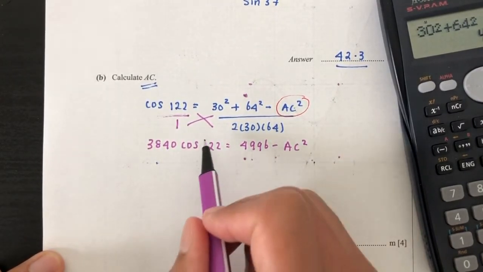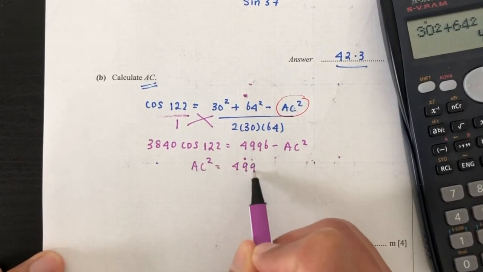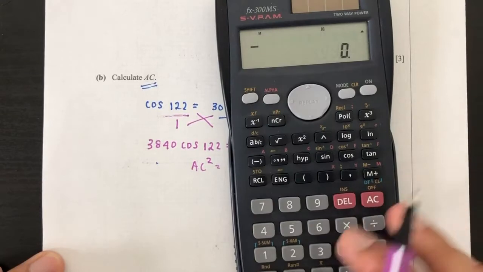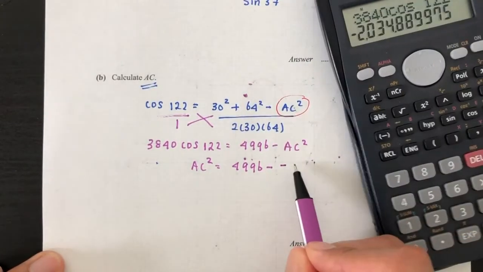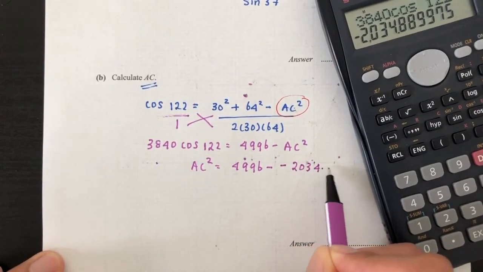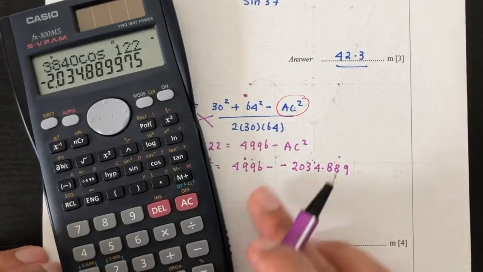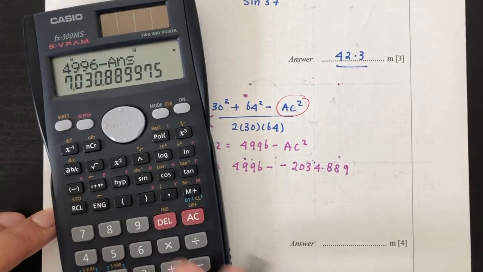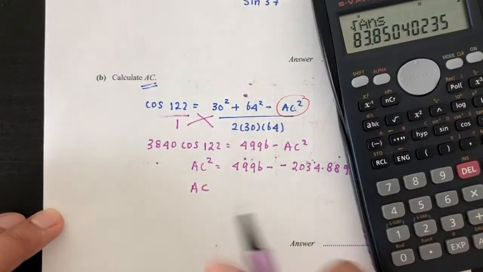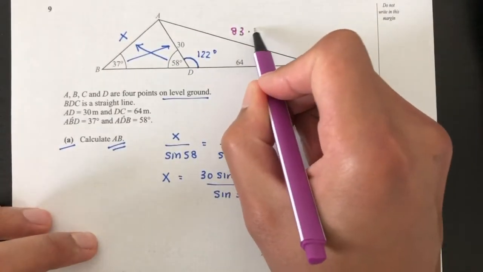Now we make this the subject of formula. We send this to this side and this one to that side. So AC square will be 4996 minus this value, that is 3840 cos of 122, which is minus 2034.889. So AC will be the root of this value. That will be the root of 4996 minus the answer, which becomes 83.9. AC will be 83.9 meters.